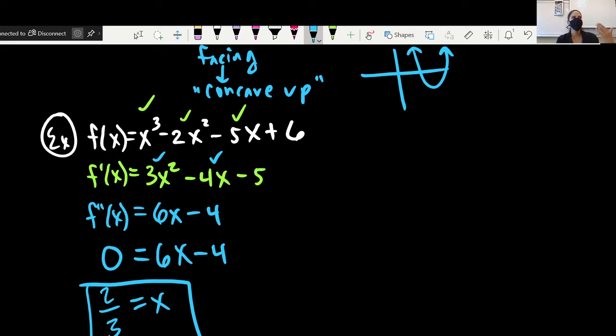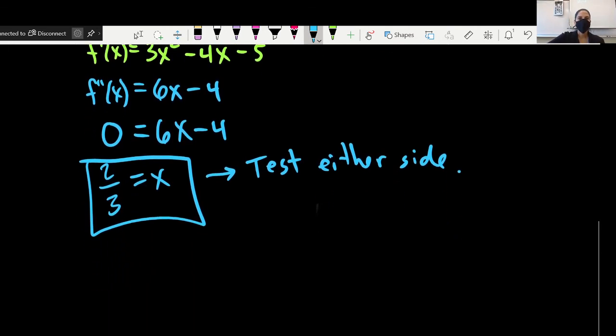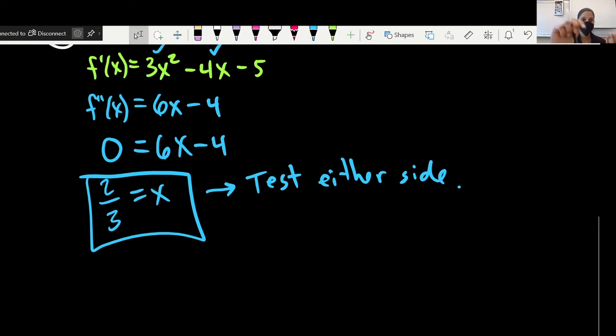So when we're looking for the inflection points, we take the first derivative, we take the second derivative. If we are able to, we set it equal to 0, and then we isolate. Now that we've done that, we want to test either side of our inflection point here. So when I take a look at what my x value is, I could pick whatever I want. I'm going to draw your attention to this part. So that was our second derivative.